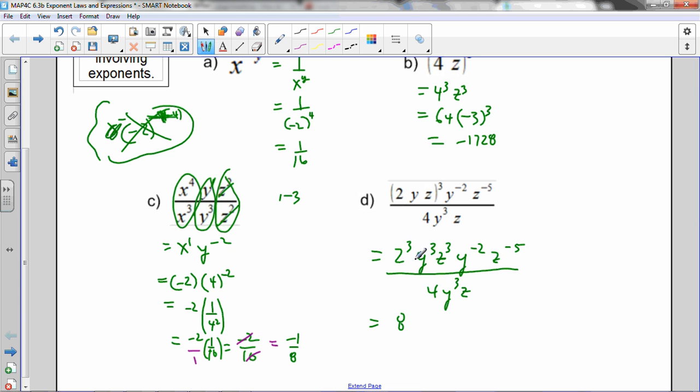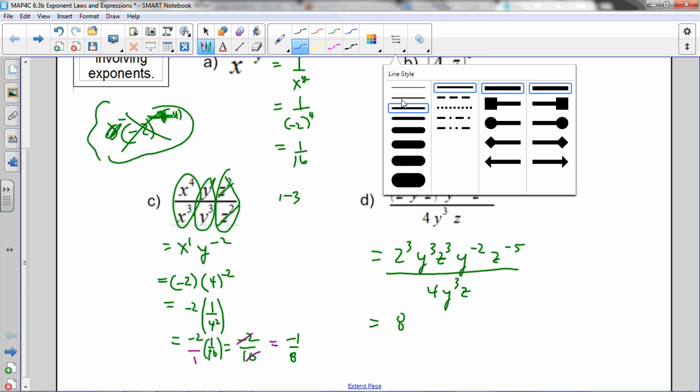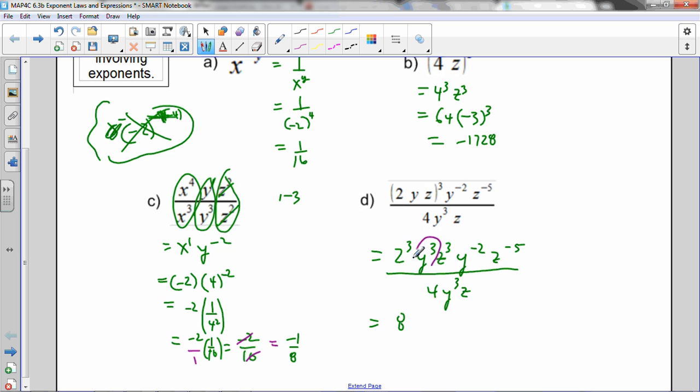But now everything on the top is multiplied, right? So when I see the y powers, I can add those exponents. I'm just left with y to the 3 plus negative 2. Well, that's just 1, isn't it? That's actually just 3 minus 2, which is 1.